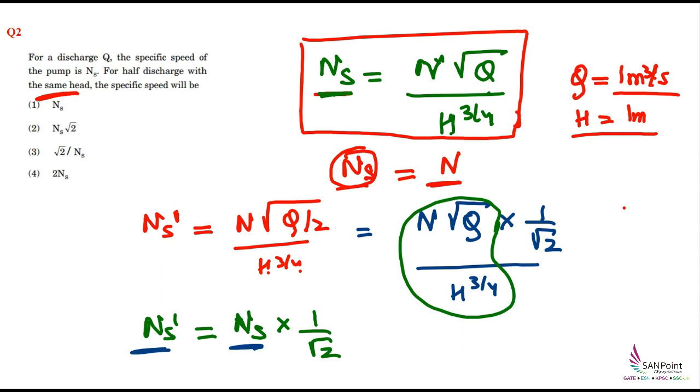But if we go by the options, none of the options is correct. Option second would have been correct if the divided by sign was there. So seeing the options, no option is correct for this particular question, neither 1, 2, 3 or 4. But the correct answer will be Ns by root 2. Now let's discuss the next problem.